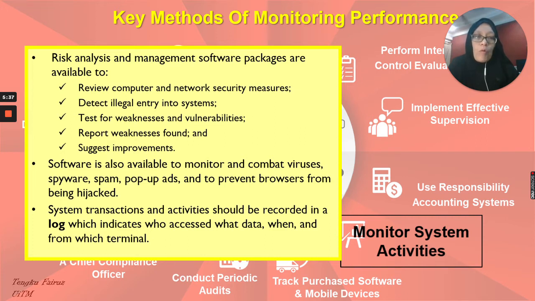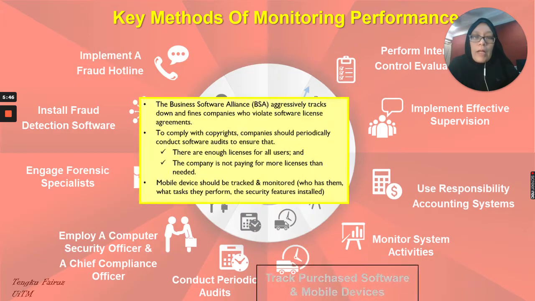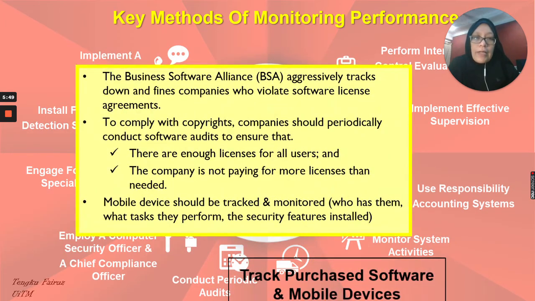So they can monitor if they have any unusual events or threats. Okay, so they can monitor through the log. And then the next monitoring method, they can use the Business Software Alliance, BSA. This BSA can aggressively track down and fine companies who violate software license agreements. This is more to ensure companies comply with copyrights.